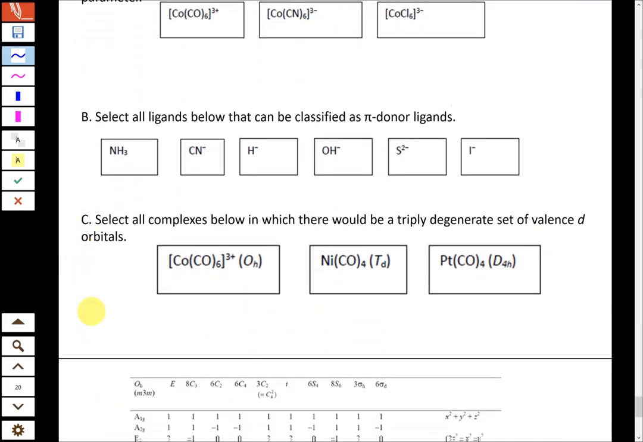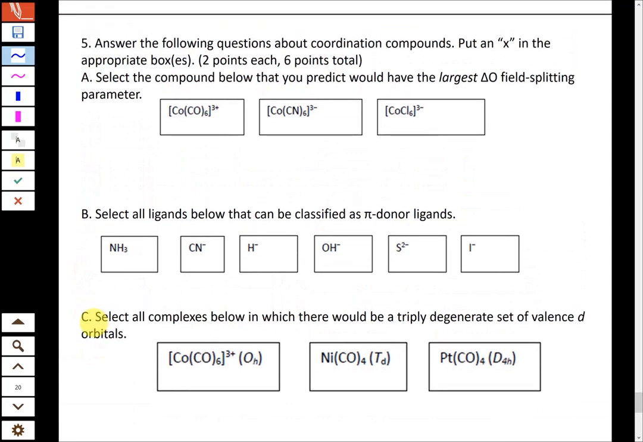All right, the last question here was just some multiple choice questions about coordination compounds. The first is we want to predict the one that would have the largest delta O field splitting parameter. Remember that in our spectrochemical series, we have pi donors on one side, which is small delta O, and then on the other side, we have our pi acceptors, which have large delta O, and everything in between. So the one that should have the largest delta O should have pi acceptor ligands.